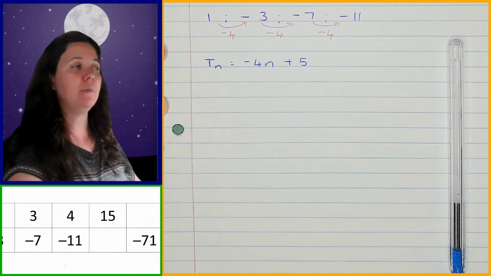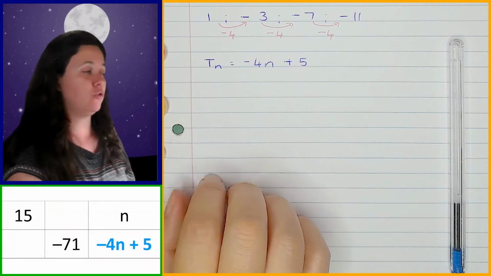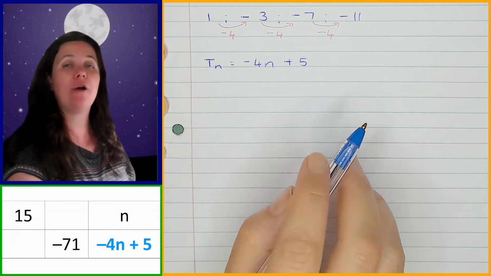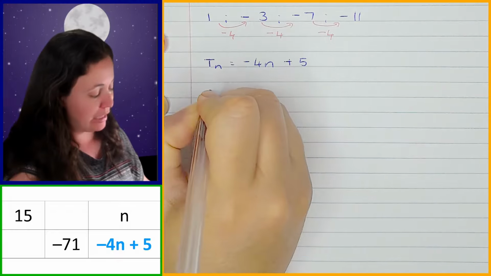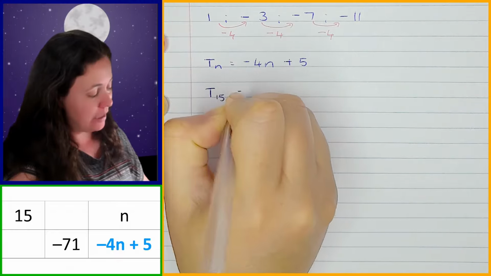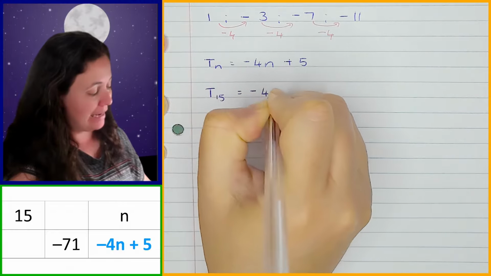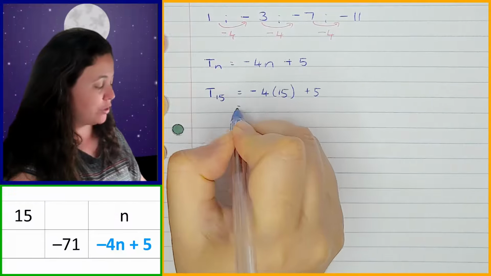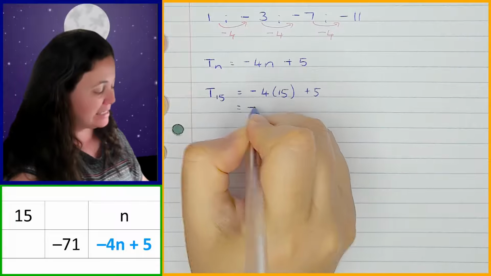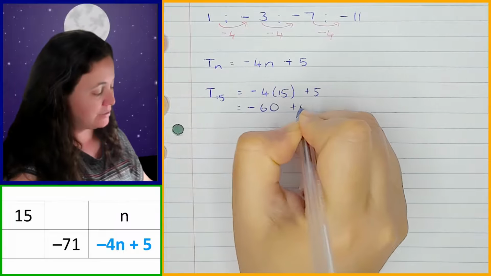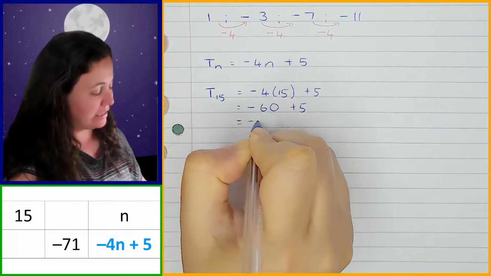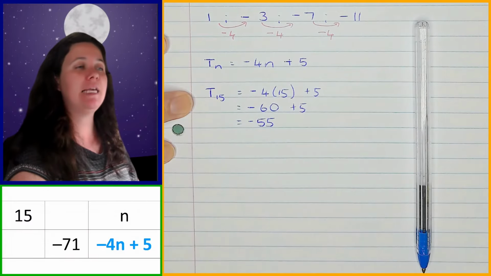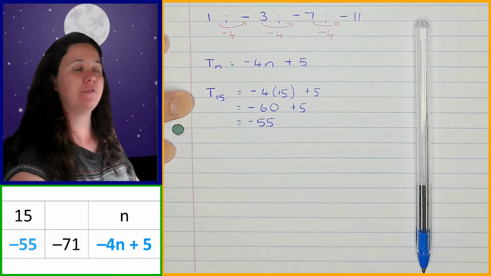Then we're going to use that rule to help us work out what the term value is where n is 15. So now I'm going to be working out T15, and that is where n is 15. So -4 times 15 is -60 plus 5. That gives us -55. So if n is 15, then Tn is going to be -55.